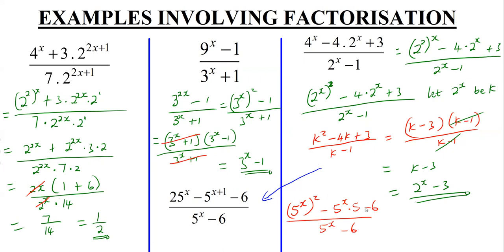Then if you express this one and say, let 5 to the power of x be k, what you're going to have now is k squared minus 5k minus 6 over k minus 6. And if we simplify the top part there, you are going to see that you're going to have your factors here, k minus 6 and k plus 1. Okay, that's what you're going to have. Then you can cancel out. Okay, so this is just a hint for you to understand what to do there.